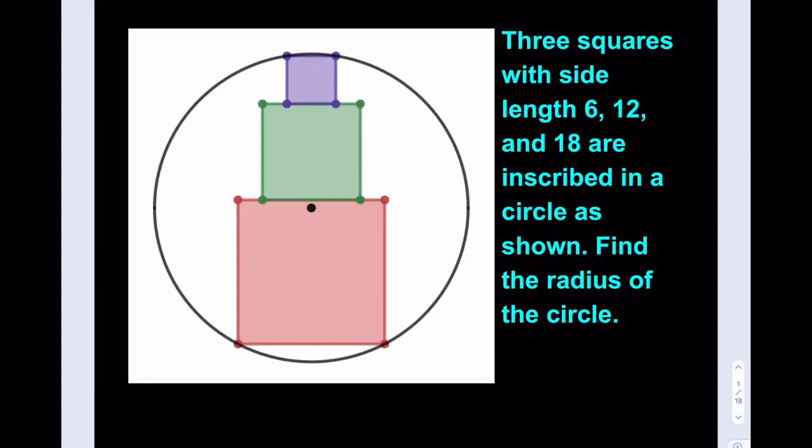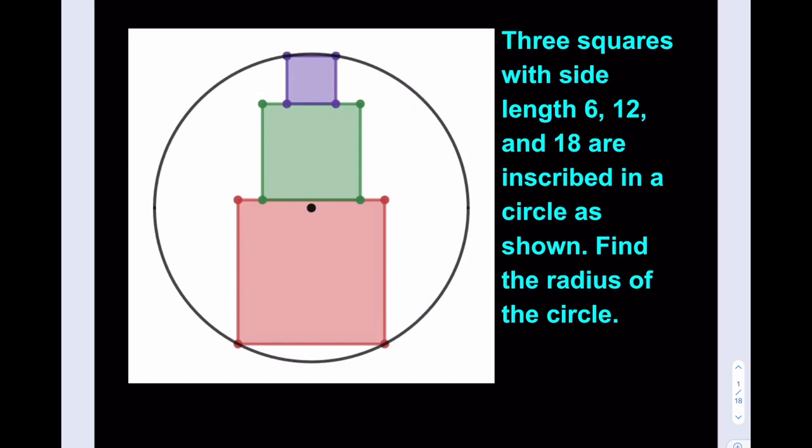Hello everyone, in this video we're going to be solving a geometry puzzle. You know, at one point we inscribed three identical squares in a circle. This time we're going to be inscribing three squares in a circle, but they're going to be different sizes and they're going to be stacked like this.